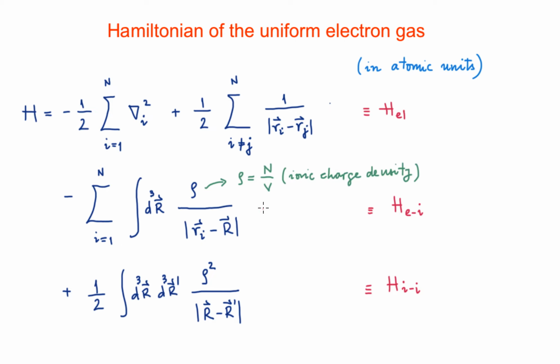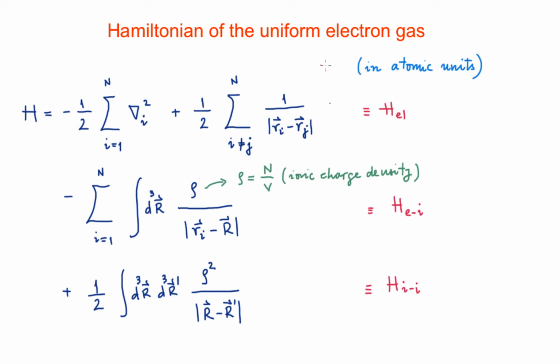Then we have the interaction between the electrons and the ions. As we have substituted the nuclei with a continuous positive background, the summation over the position of the nuclei has been substituted with an integral here. And this rho is, as said before, the ionic charge density. And finally, we have the interaction between the ions, which is the potential energy associated to this positive charge background associated to the nuclei. So this is the Hamiltonian we have in the system.